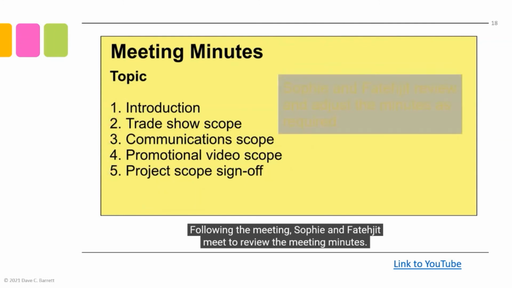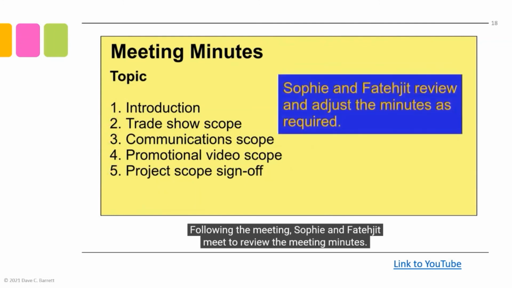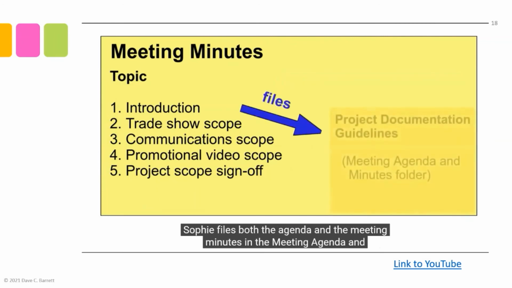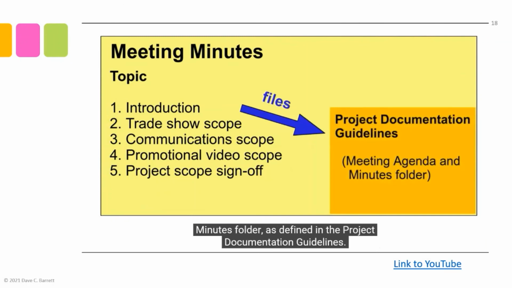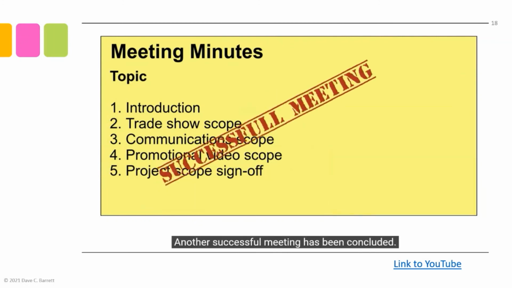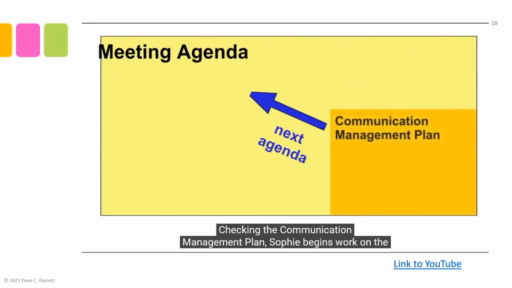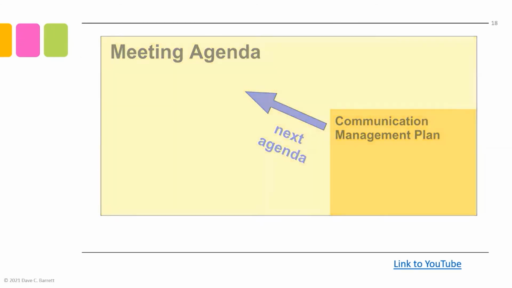Following the meeting, Sophie and Fatijit meet to review the meeting minutes. Based on this discussion, they make a few adjustments to the information, and then Sophie files both the agenda and the meeting minutes in the meeting agenda and minutes folder, as defined in the project documentation guidelines. Another successful meeting has been concluded. Checking the communication management plan, Sophie begins work on the next agenda.